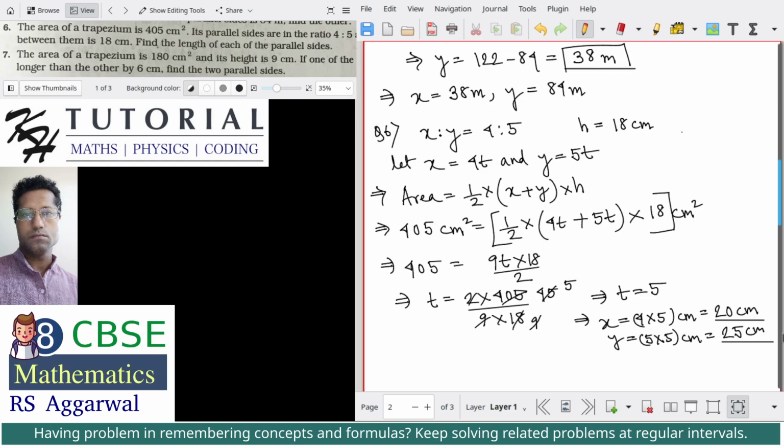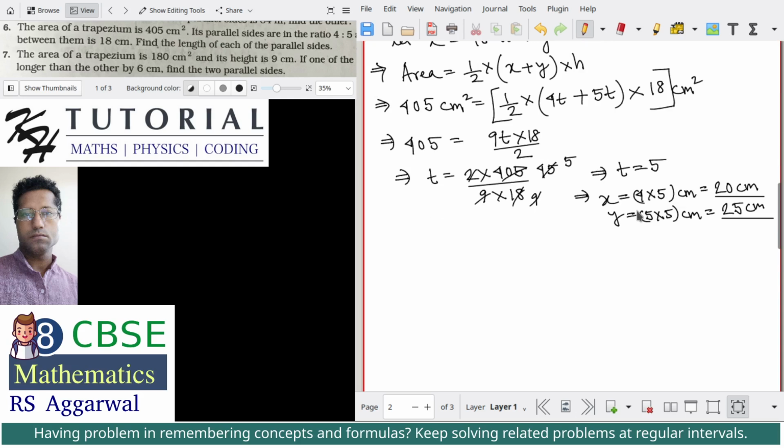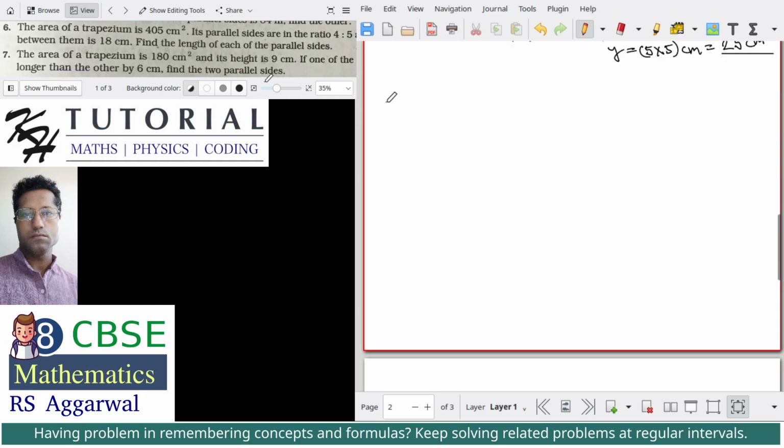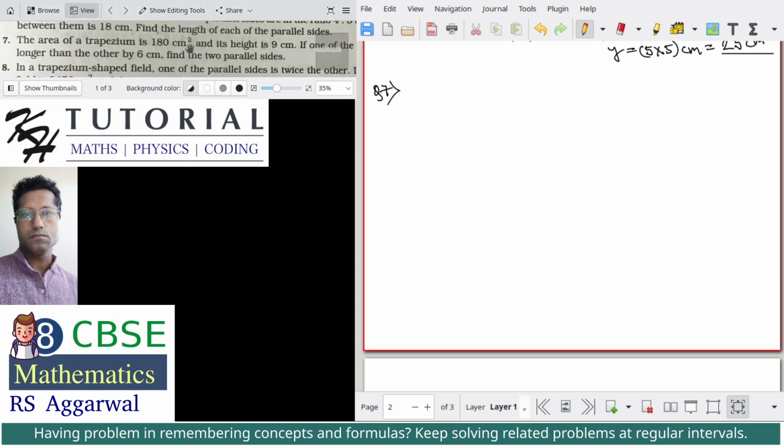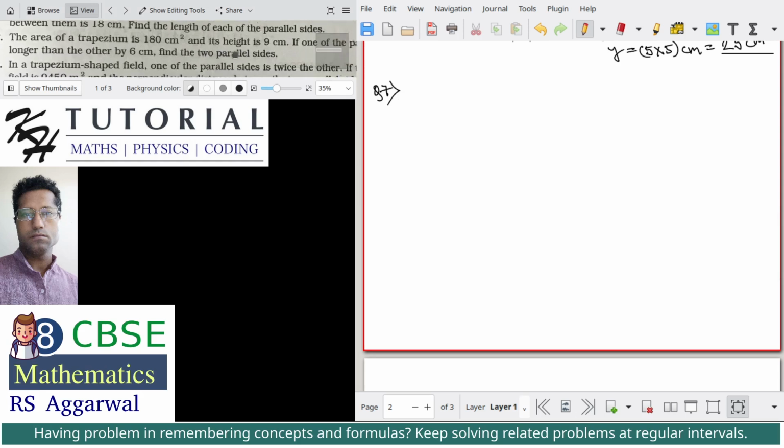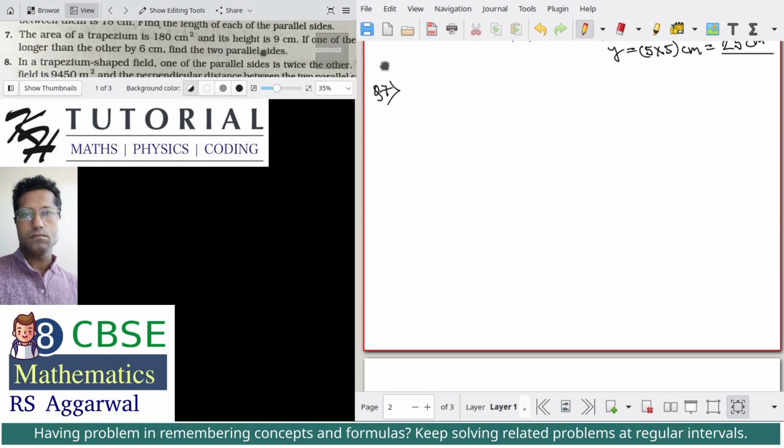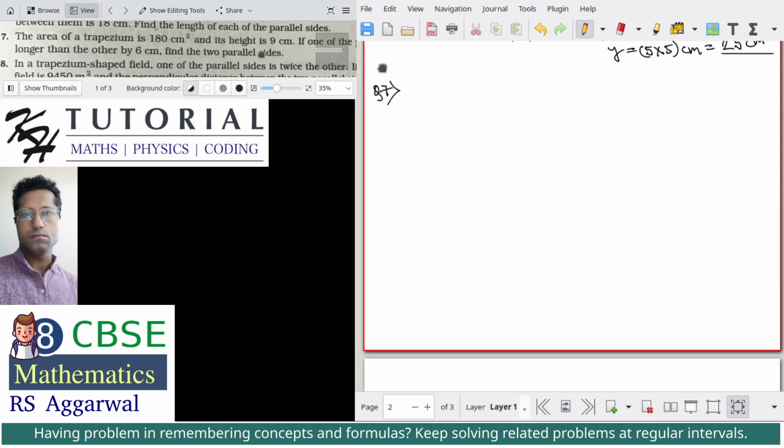Let's do the next problem. Question number 7. The area of a trapezium is 180 centimeter square and its height is 9 centimeter. If one of the parallel sides is longer than the other by 6 centimeter, find the two parallel sides.